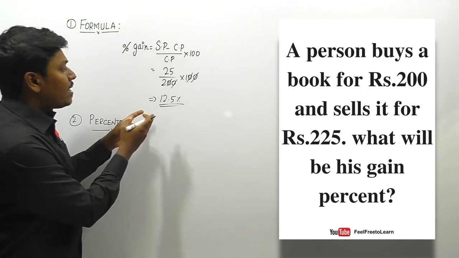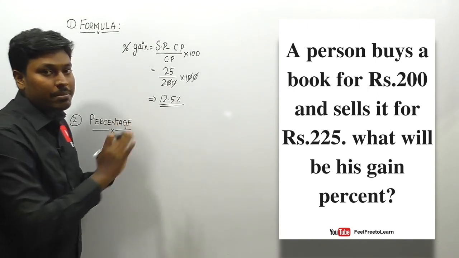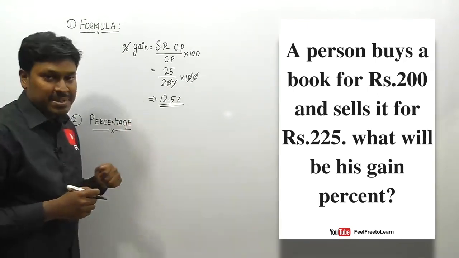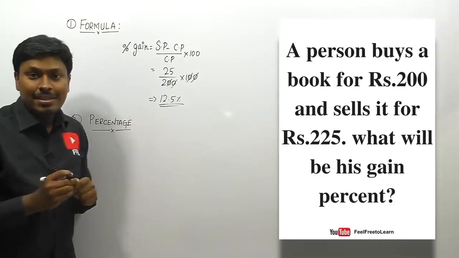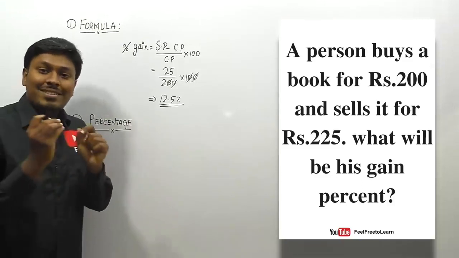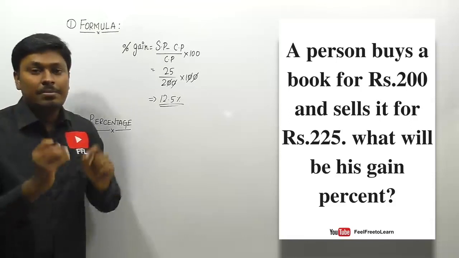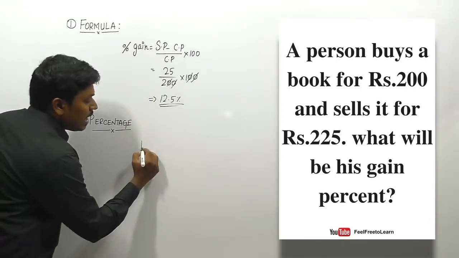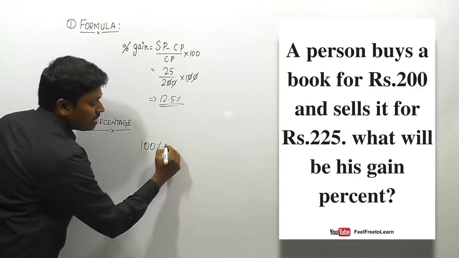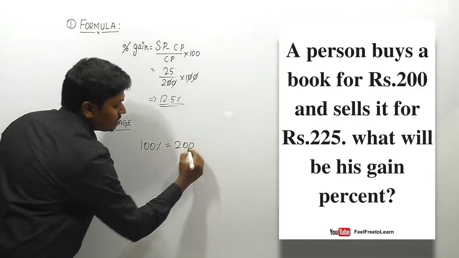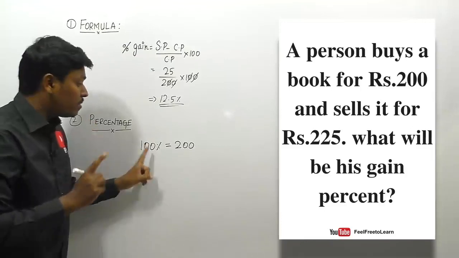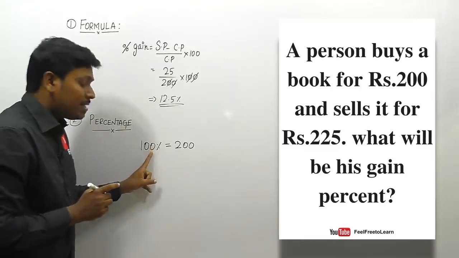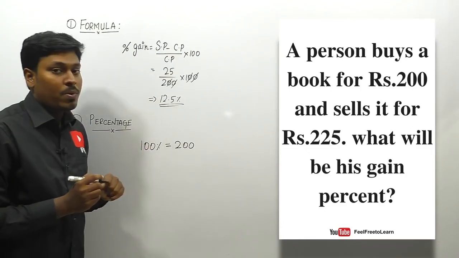So friends, we obtained the answer 12.5 by using a formula method. So let me move on to the percentage method. So friends, in the basic itself, I have told you one thing. Always take a cost price as 100%. Here the cost price will be 200 rupees. So we can say that 100% will be the cost price is equal to 200 rupees. Friends, always cost price should be 100%. So 100% cost price is equal to 200.